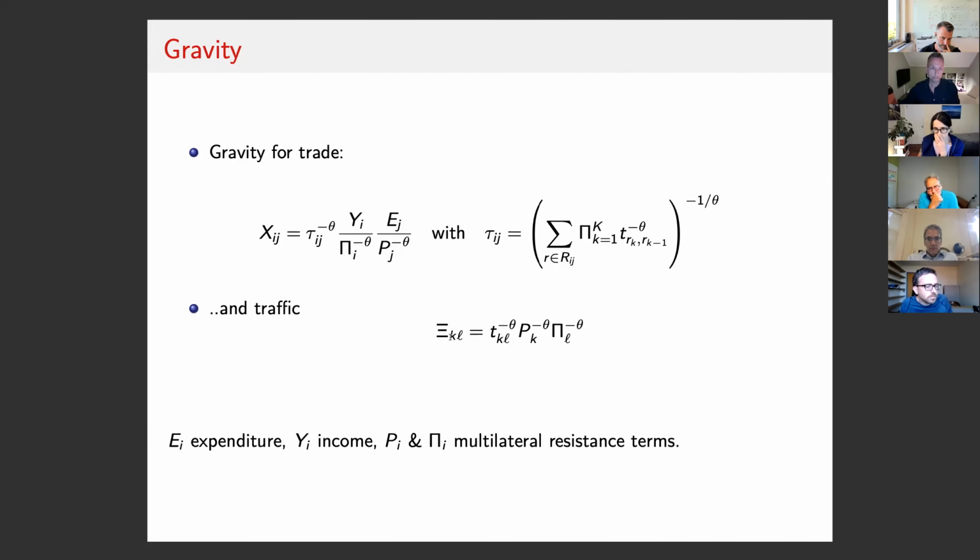Thank you. Okay. So you're going to have a simple expression for trade, as we've seen 100 times before. But there's also going to be an expression for traffic. So this X here now is not trade flows. It's the value of cargo from a port K to a port L. And that's going to be a function of the transportation cost on that given segment and the usual multilateral resistance variables.